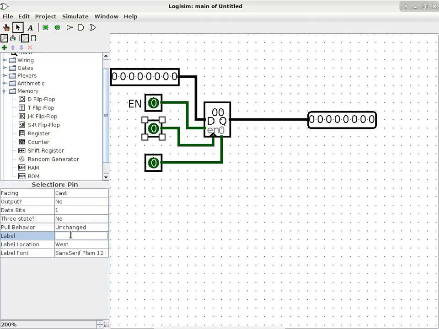There we go. So the label for this one is clock, CLK. This is our reset. And none of these are negated, so that's why I do not use a slash in front of any one of these. This is output, this is input. Okay, so we got a register.